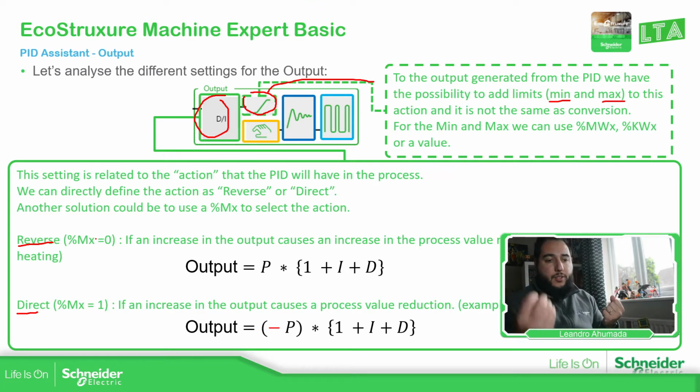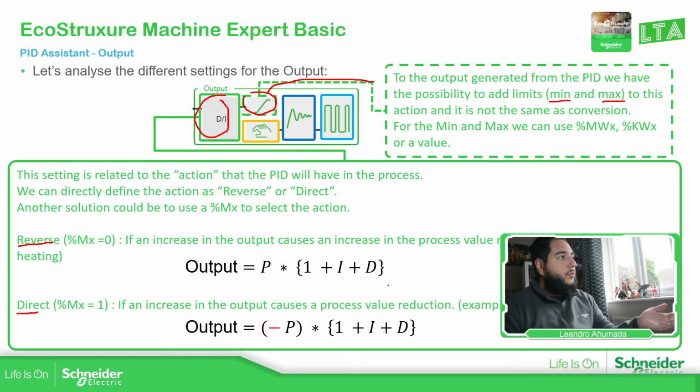If I need to reduce the temperature, I'm going to increase the action of the fan with the cooler to reduce the temperature. So an increase in the output of those values will reduce the value that I'm reading for the PID, and that here in the software is called direct. As you can see, an increase in the output causes a process value reduction. An example could be the cooling.